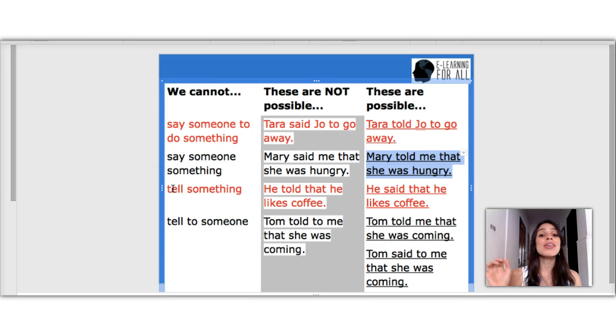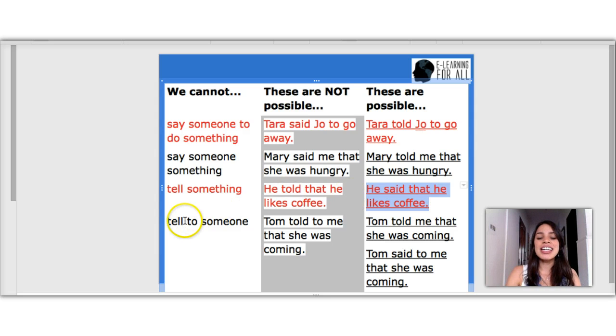You cannot tell something. You say something. Remember from the beginning that we say something and we tell someone something? So you cannot tell something. He told that he likes coffee. This is not correct. He said that he likes coffee. This is the correct option, okay? Because you say something, you don't tell something. Got it? I hope so.